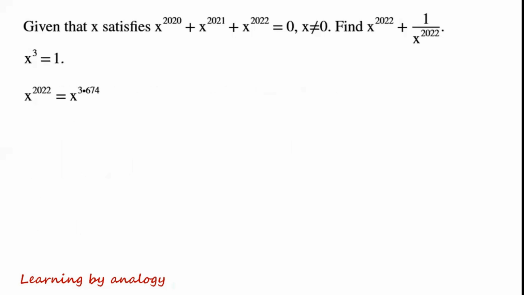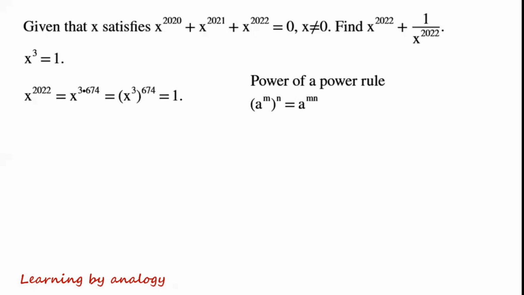X to the power of 2022 can be written as x to the power of 3 times 674. By applying the power of a power rule, we can now write x to the power of 3 all to the power of 674, which is equal to 1.